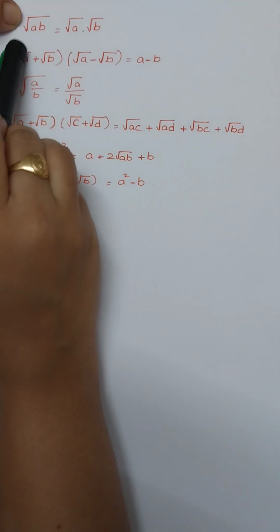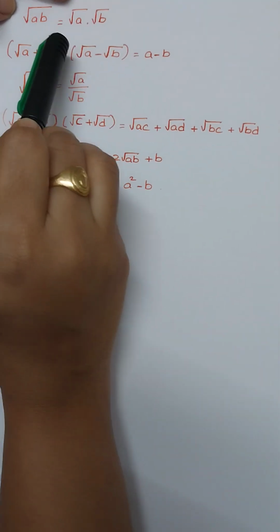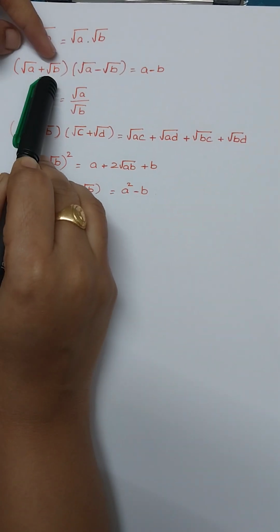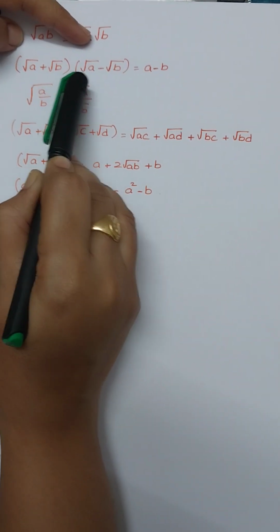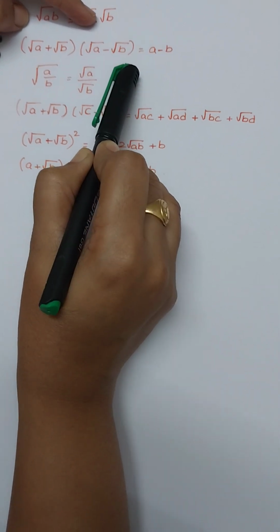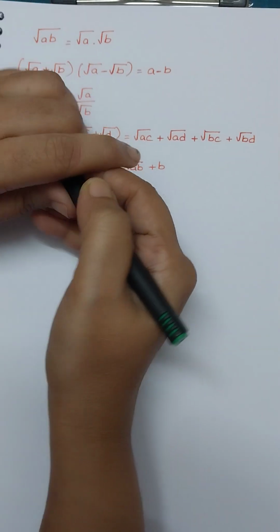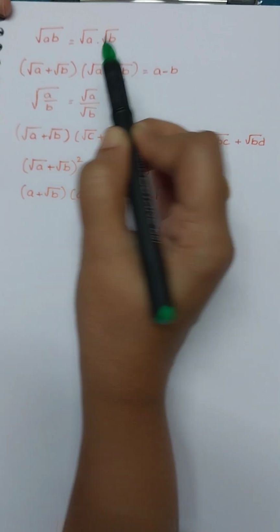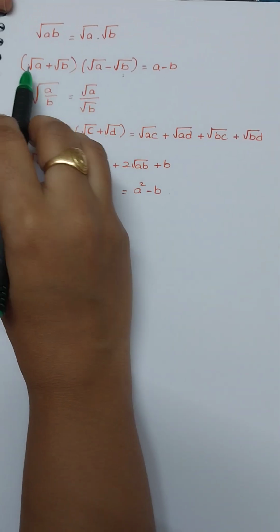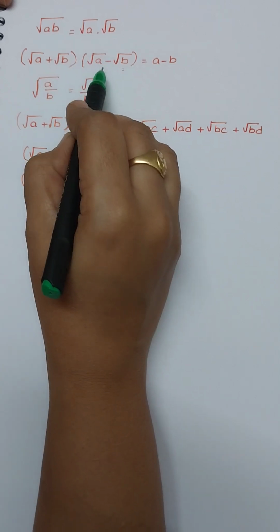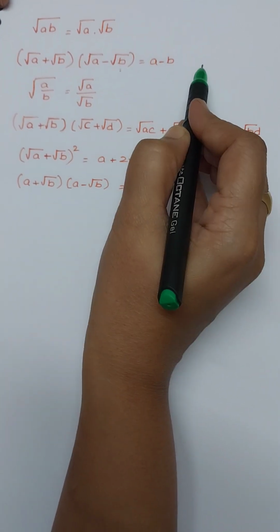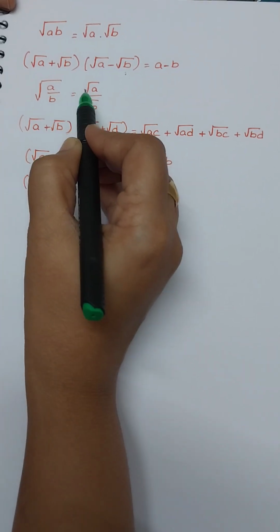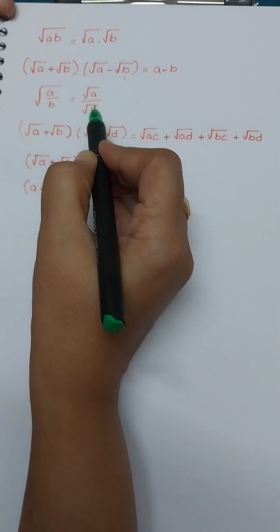Square root of AB is equal to root A into root B. Root A plus root B into root A minus root B is equal to A minus B. This is similar to A plus B into A minus B is A square minus B square. Like that, root A plus root B into root A minus root B is A minus B. Square root of A by B is root A by root B.